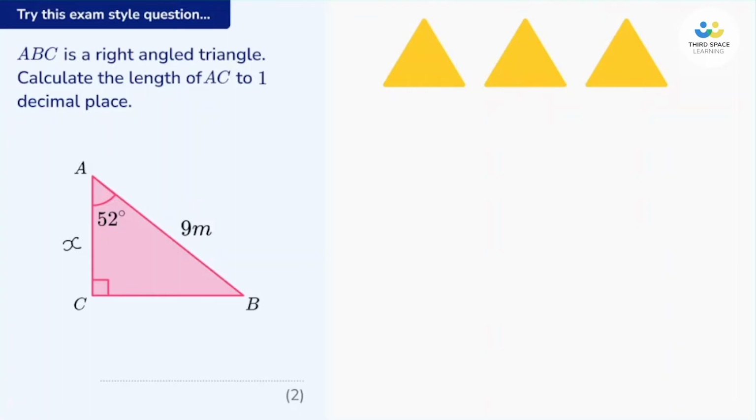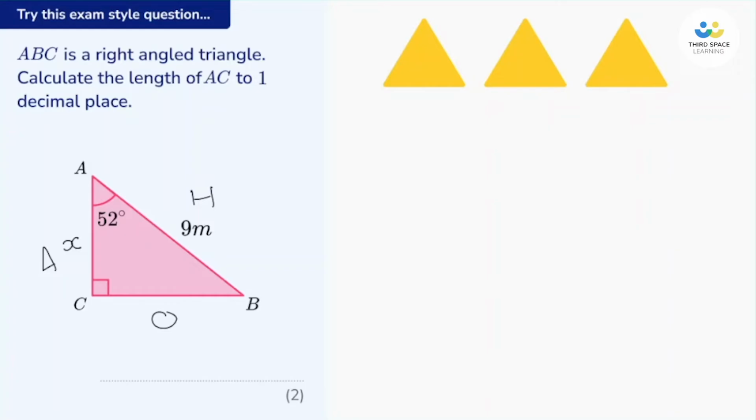So let's start by labelling the triangle. Well, the hypotenuse is the side opposite the right angle. It's always the longest side. The opposite side is the side opposite the angle, which is that one there. And then the adjacent is just the one that's left. It's the side adjacent to or next to the angle.